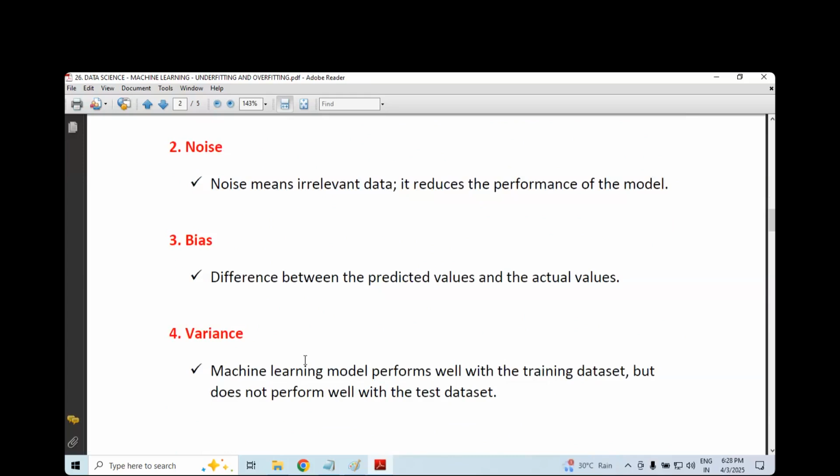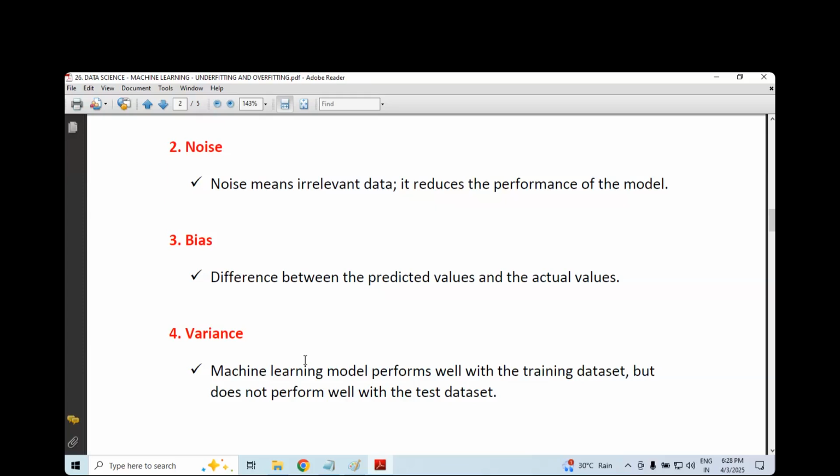And bias. What do you mean by bias? Also called cost, loss. The difference between the actual value and the predicted value is called bias. What is the next one? Variance. Can you read this word? A machine learning model performs well with the training data set, but does not perform with what exactly? Imagine, it is kind of an underfitting issue. You can still also call it variance.